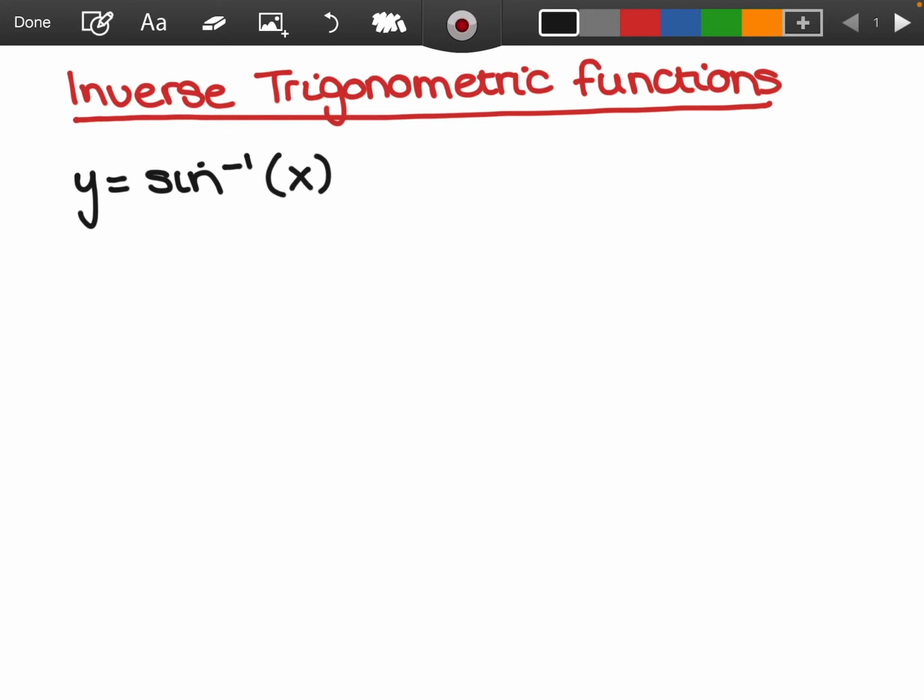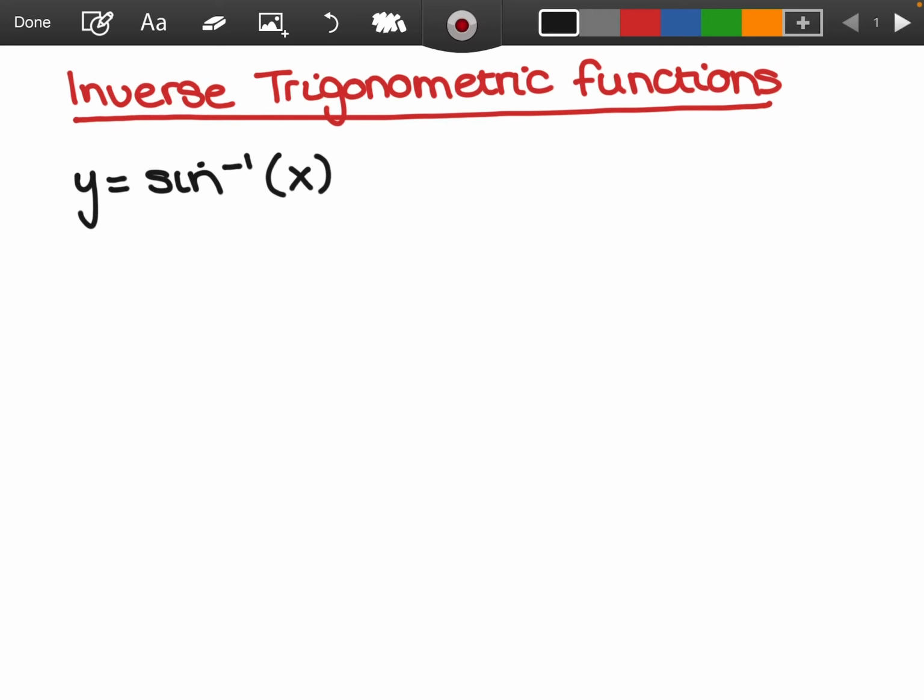Whenever we use these inverse functions, we always do everything in radians. So normally it's going to be something in terms of pi, but it's always going to be in radians. So bear that in mind. Our input here is going to be between -1 and 1. So our x values are between -1 and 1. And our y values, our output values, are going to be an angle that's in radians.